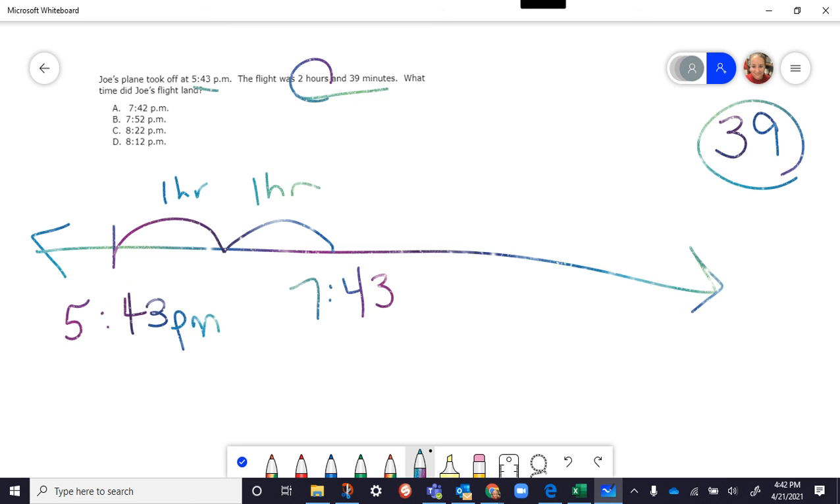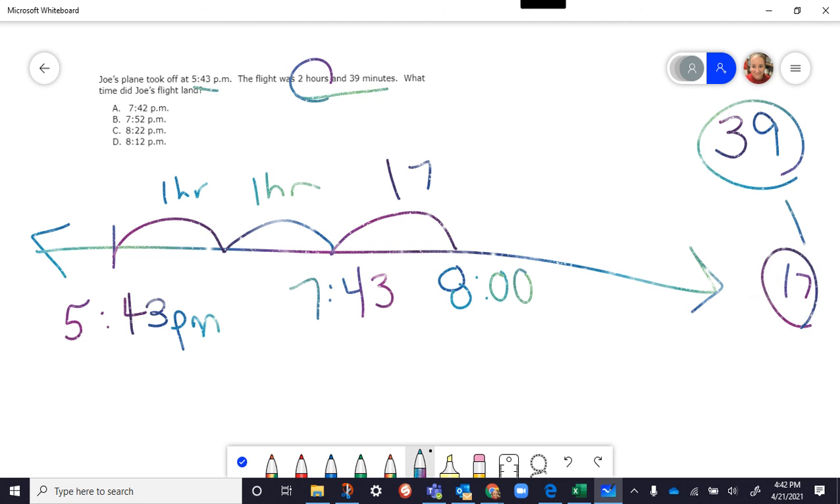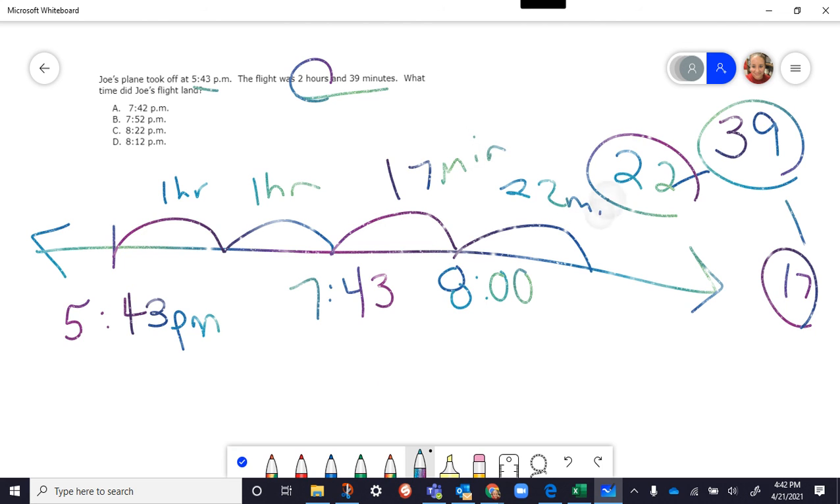And I'm going to say, okay, in order to get to the next hour, if I add 17 minutes, that would put me at 8 o'clock. And so if I pulled out 17 minutes, I still have some left over. So 39 minus 17 is 22. So I need to go an additional 22 minutes. I'm going to put minutes for these. And now I'm at 8:22. So 8:22. So that's one way to do it. Let me show you another that you might like better.